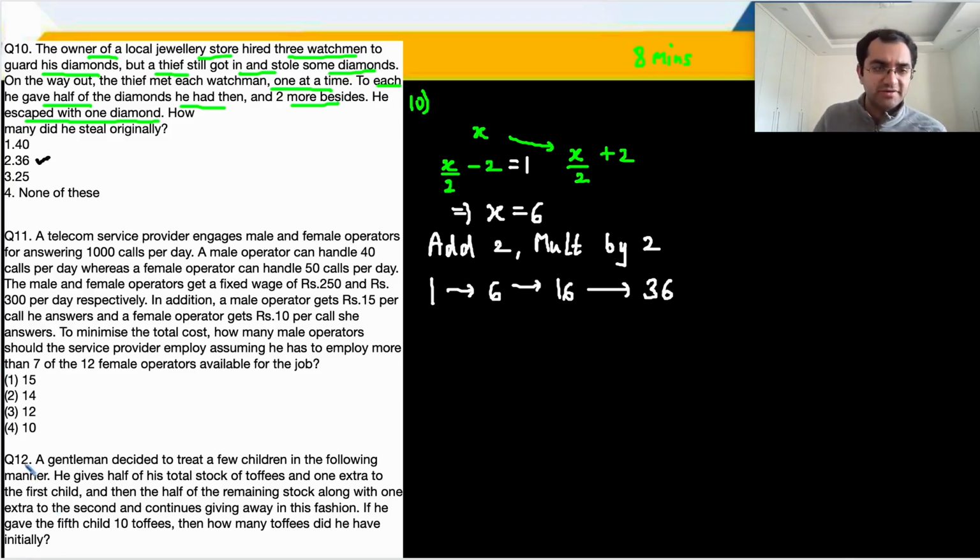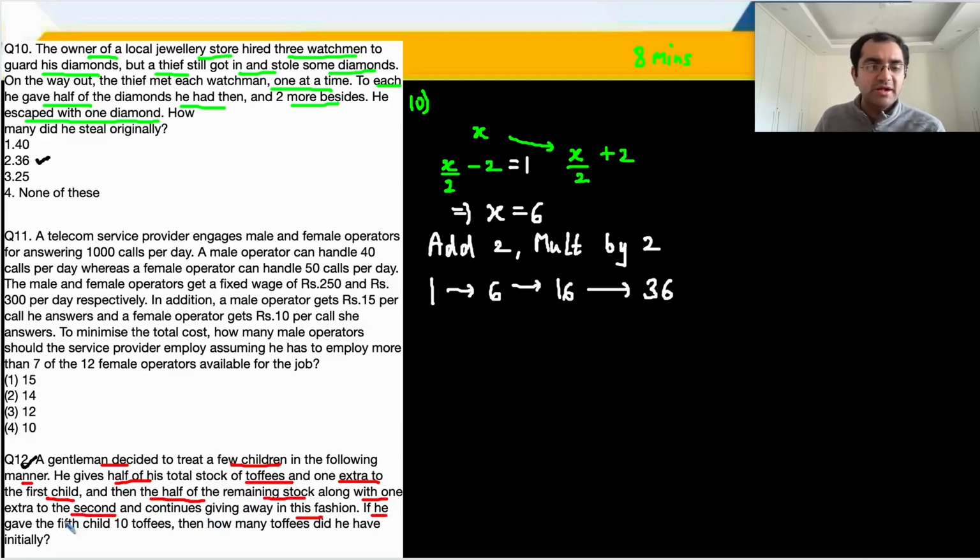Then you could have done the 12th question, because again it is related to this particular kind of approach. A gentleman decided to treat a few children in the following manner. You might be thinking that this is the same as question number 9, no it is not. There is a difference. He gives half his stock and one extra to the first child, then half of the remaining and one extra to the second child, and so on.